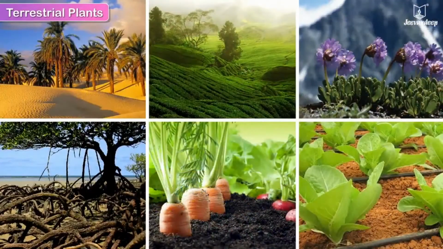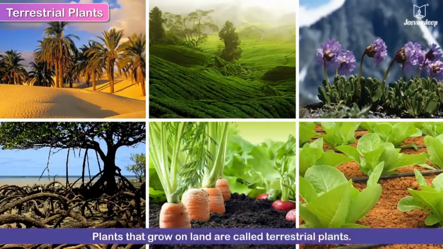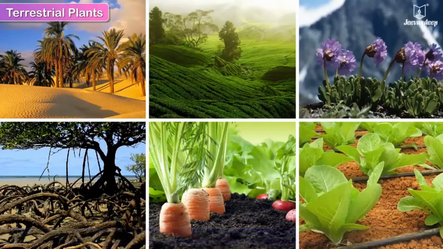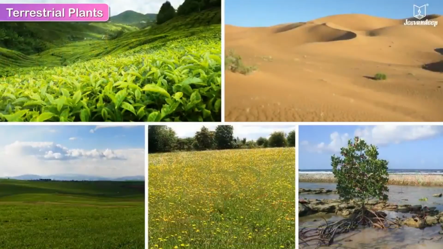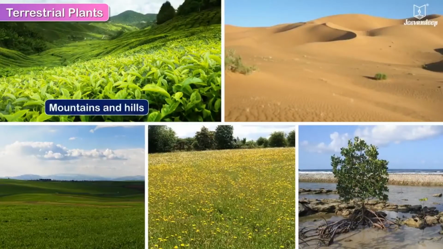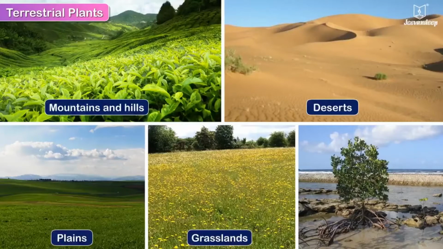Terrestrial plants. Plants that grow on land are called terrestrial plants. They get their name from the Latin word terra, meaning land. Terrestrial plants grow on different landforms such as mountains and hills, deserts and plains, grasslands and wet, marshy places.